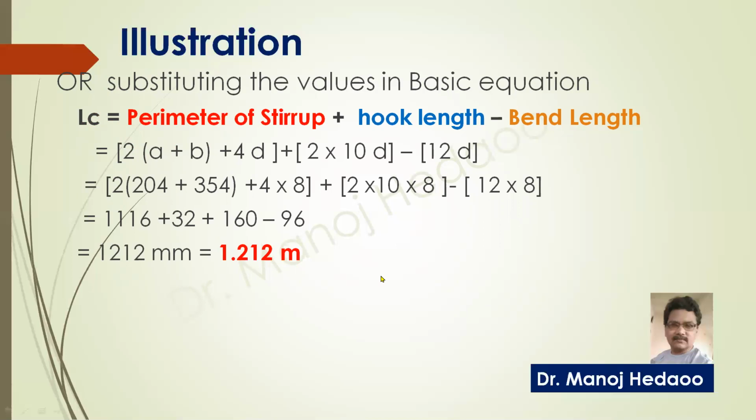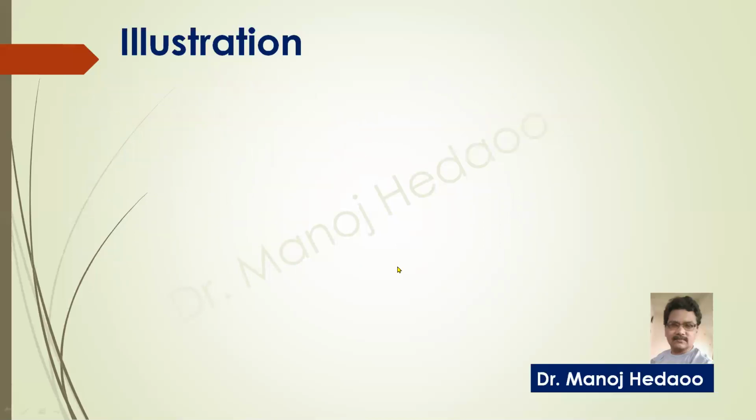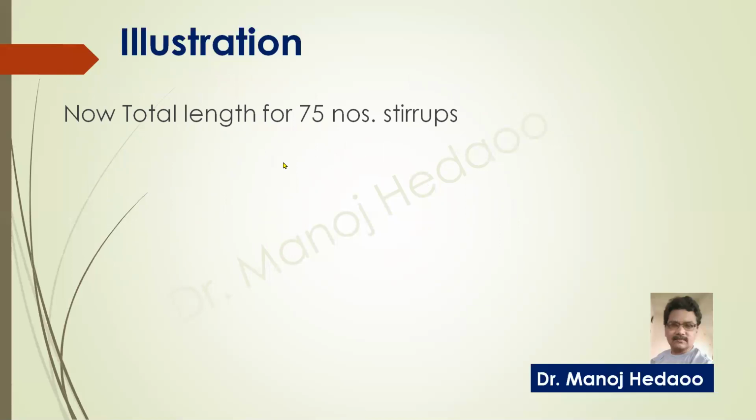Now we have calculated the length of a single stirrup bar. The total number of stirrups is 75. So the length for 75 stirrups, you just have to multiply by 75. So total L will be 1.212 into 75. You will get 90.9 meter.